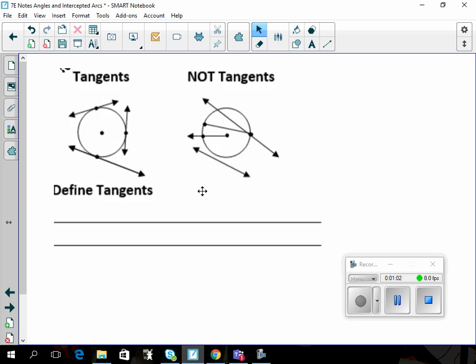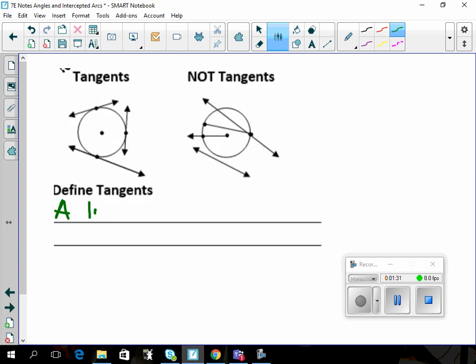Lauren? I like that. It's a line that crosses at one point. Who wants to add to that definition? Anyone have a different one? Where is the line? I like that. So it's a line outside of the circle that touches or intersects with the circle at exactly how many points? 1. And that point is called the point of tangency. So I think you came up with a really good definition, so let's write it together here.